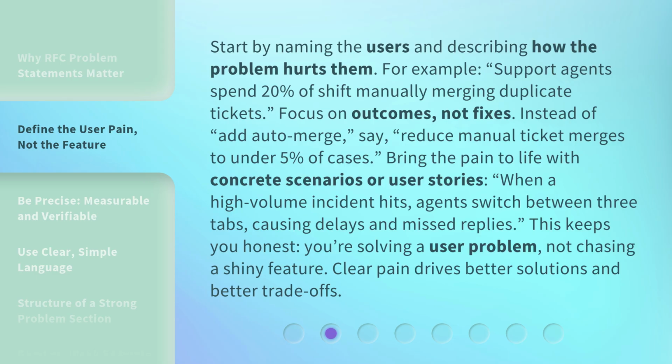Bring the pain to life with concrete scenarios or user stories. When a high-volume incident hits, agents switch between 3 tabs, causing delays and missed replies. This keeps you honest. You're solving a user problem, not chasing a shiny feature. Clear pain drives better solutions and better trade-offs.